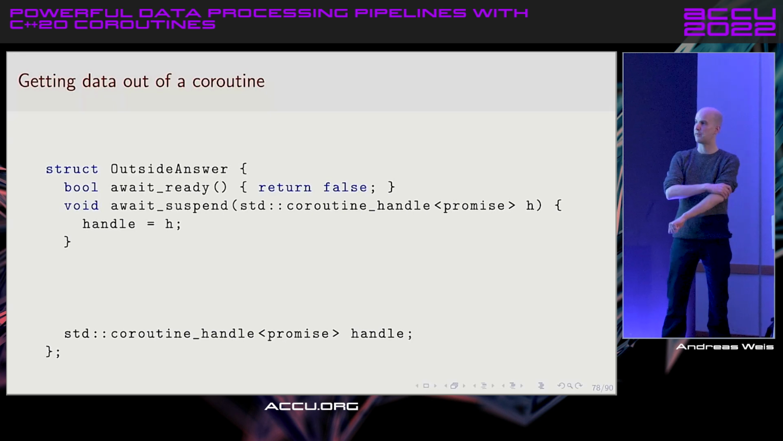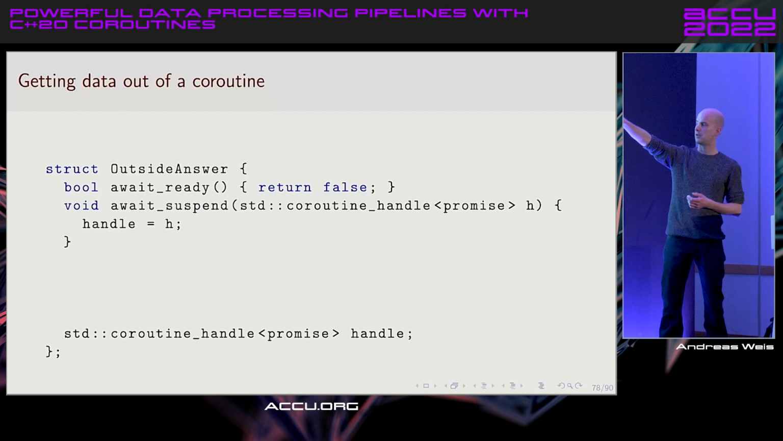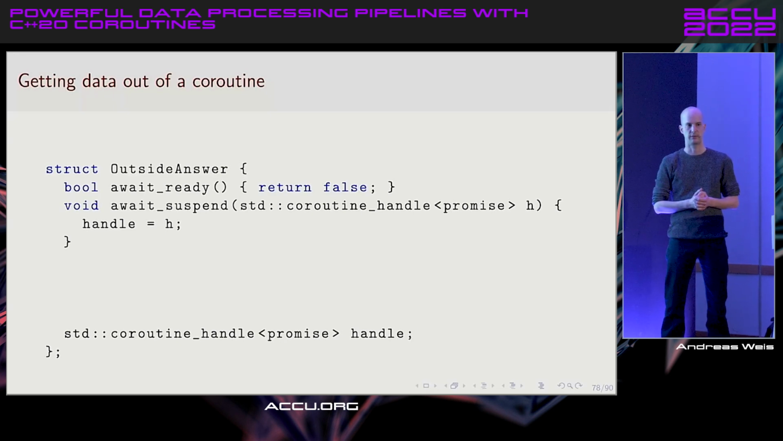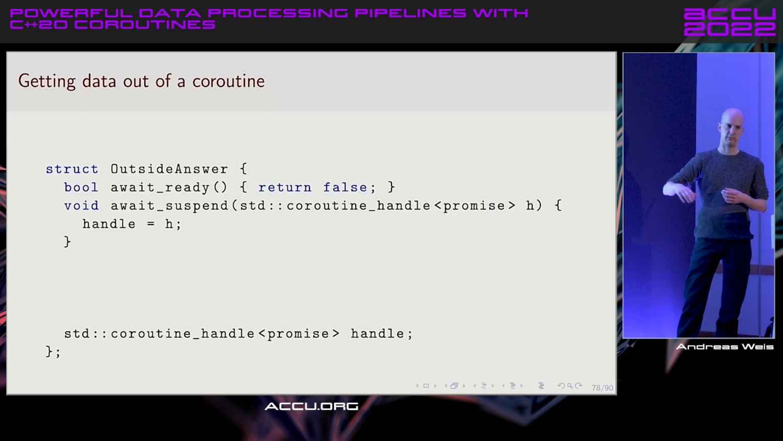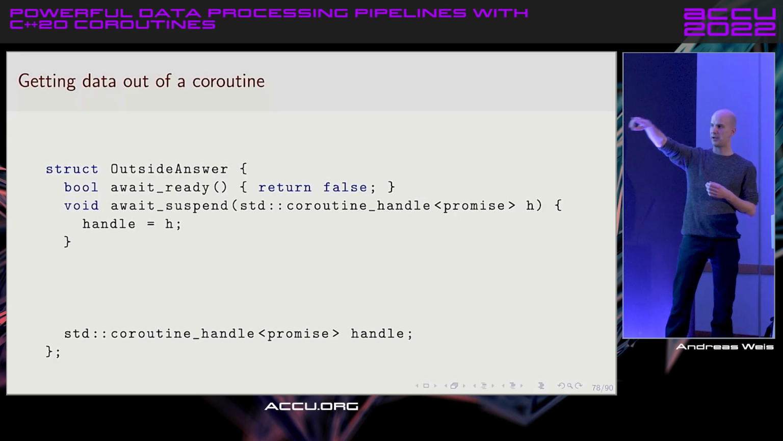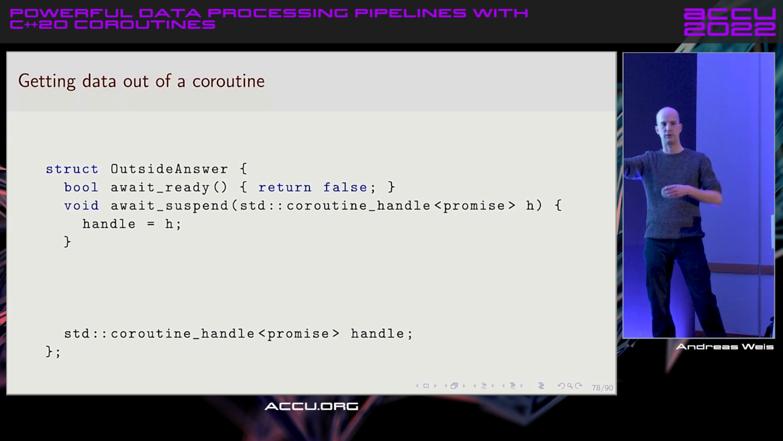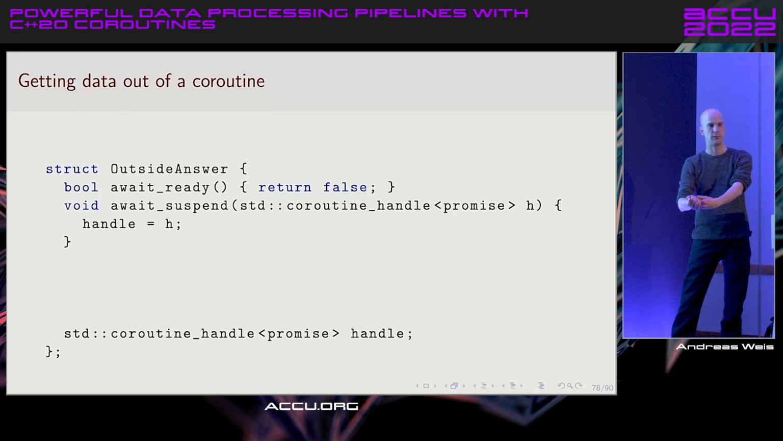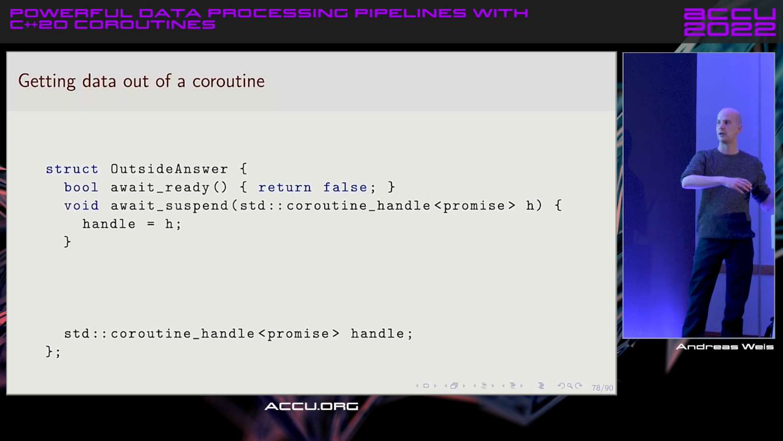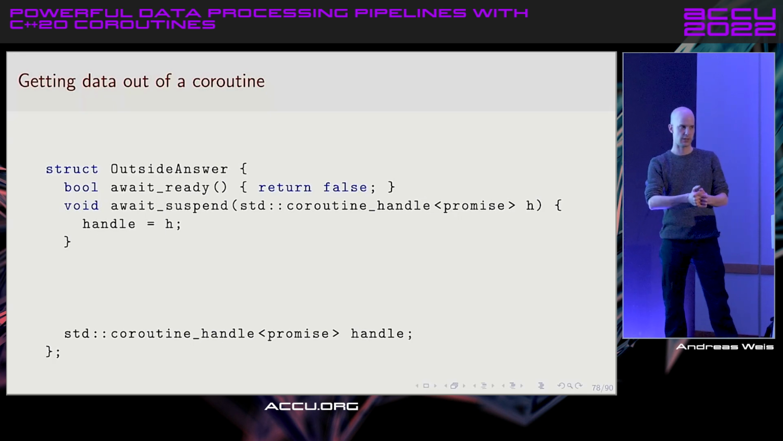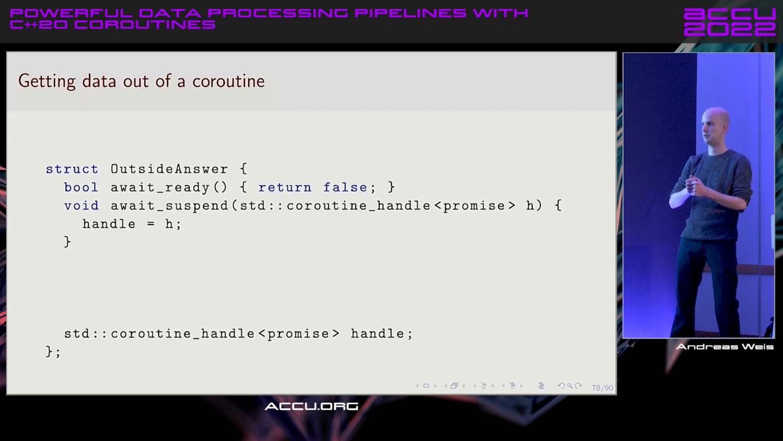Because to get from the awaitable to the handle, we relied on the argument to await_suspend, right? But at the moment when we want to retrieve the data from the outside, await_suspend has already finished executing, because await_suspend is executed before we go to sleep. But now we're going to wake up, and when we're waking up, what is being called is await_resume. And await_resume does not have the handle anymore.